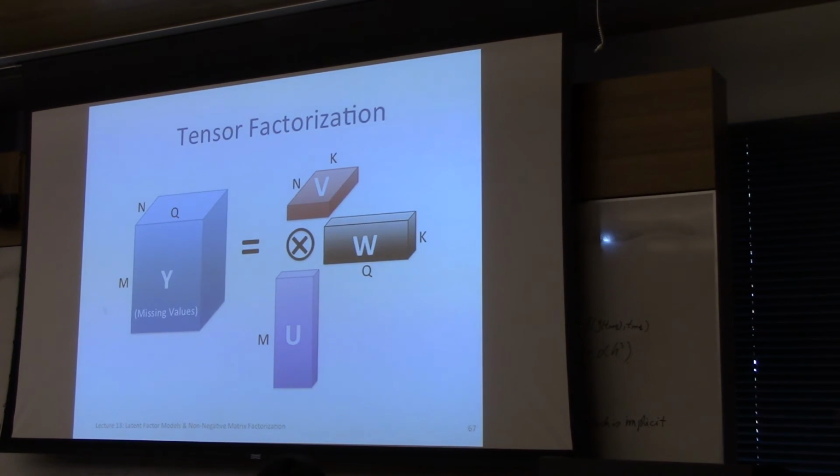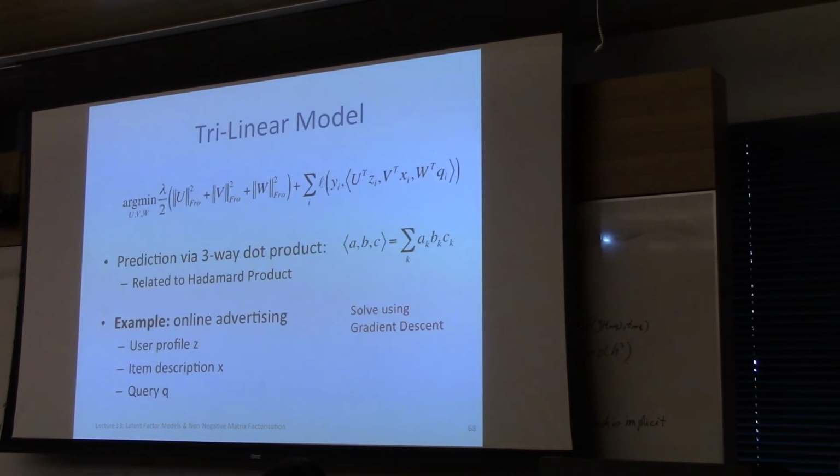And then one could do tensor factorization. So assume that this tensor can be factorized into the product of 3 low-rank matrices. Why might this be useful? For example, instead of having users and items, right?